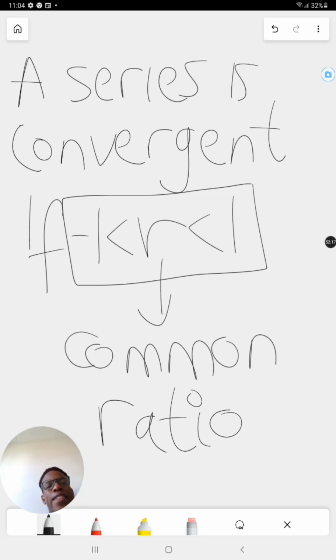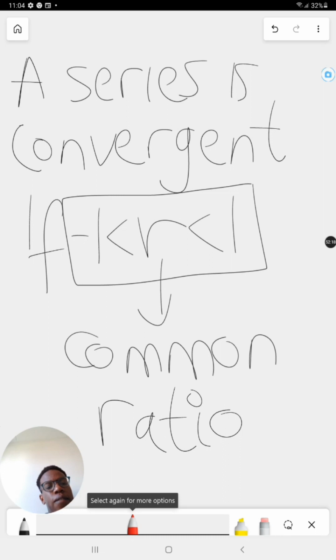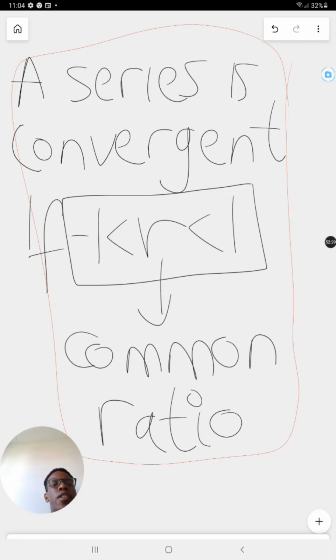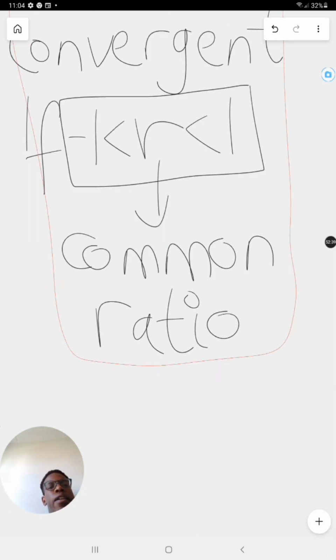Do not forget this. This is very important. Otherwise, your series is not convergent. If r is not within this range, then your series is divergent. So if r falls outside of this range, if r is not between these two values, then your series is divergent. That's what it means. Let's do a quick example of sum to infinity.